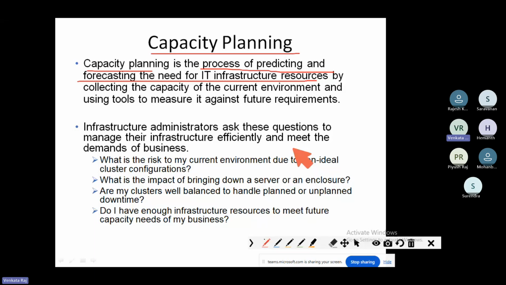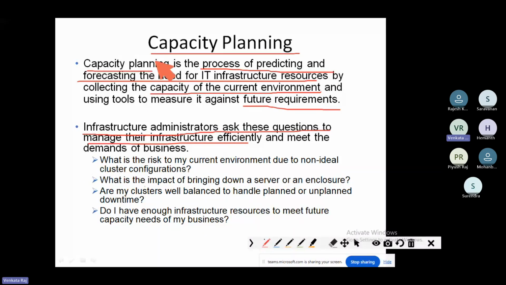But everyone is not good in capacity planning. So whenever capacity planning is being done, your present environment capacity needs to be considered, as well as your future requirements need to be analyzed, and based on that, your capacity planning needs to be done, guys. Infrastructure administrators ask these questions to manage their infrastructure efficiently and meet the demand of the business.